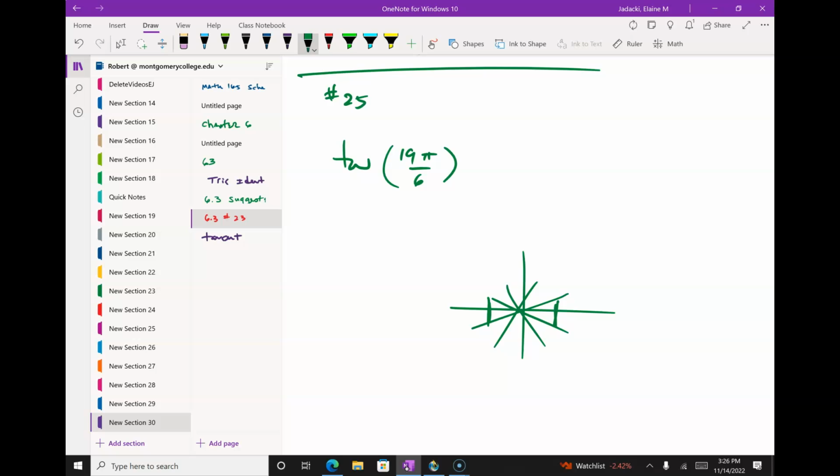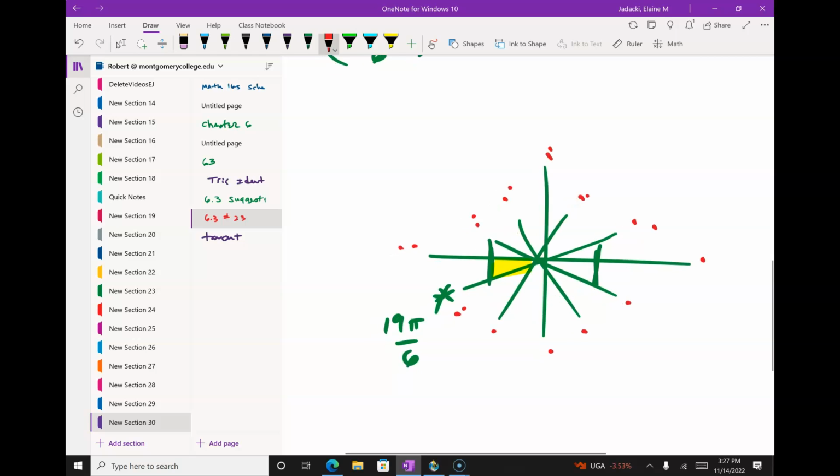So all the way around is 12. Halfway around is 18. 1 more slice. So it's right here, right? There's my 19 pi over 6. And of course, if you're in doubt, you can check yourself. 1, 2, 3, 4, 5, 6, 7, 8, 9, 10, 11, 12, 13, 14, 15, 16, 17, 18, 19. Oh, 19, I missed one somehow. Doesn't matter. It's there. It's got to be a bow tie. If it's not a bow tie, you did something wrong. Okay?